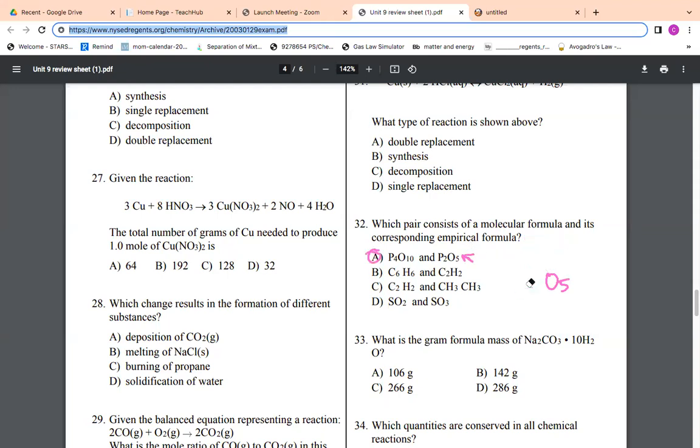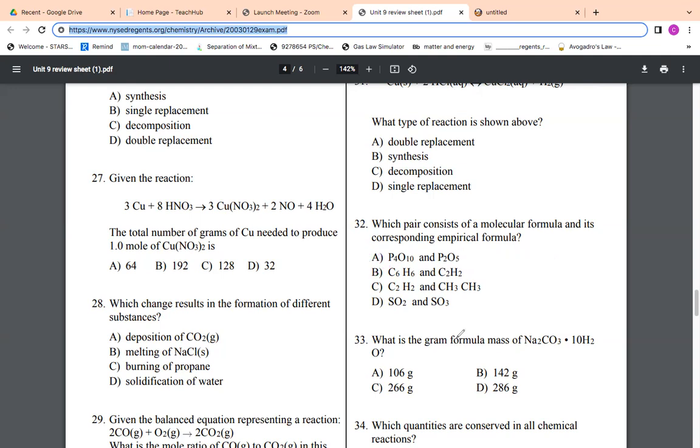But let's just take a look at B, just as an example of why the other ones don't work. So C6H6, that's the molecular formula that they're giving us. And if we were to reduce this and simplify it, it would just be CH, because both are divisible by 6. And that's not what we're seeing here. So that doesn't work. And if you look at the other ones, you'll also see that they do not work.